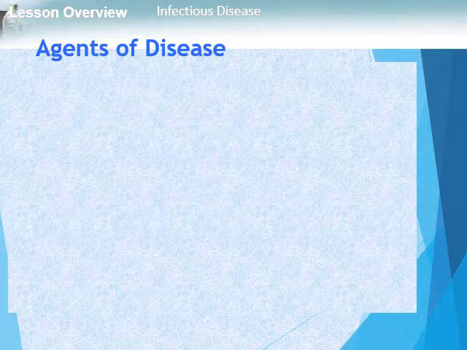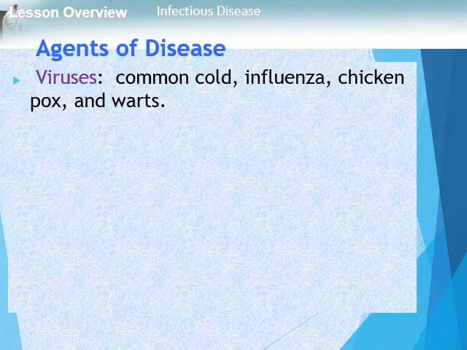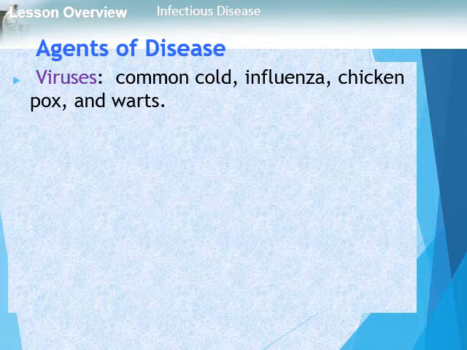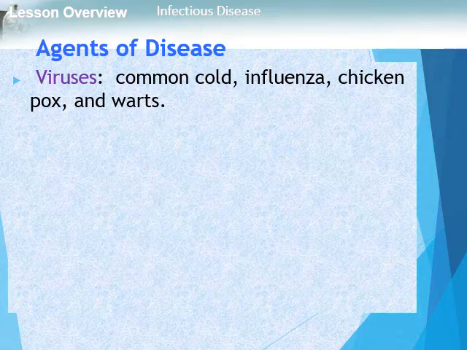Now let's look at the agents of infectious disease a little bit in detail and give examples of some of the most common diseases they are responsible for. The first one are viruses. Viruses, as we have seen in Chapter 20 Lesson 1, are non-living, replicate by inserting their genetic material into a host cell and taking over many of the host cell's activities. The diseases that viruses cause include common cold, influenza, chickenpox, and warts.